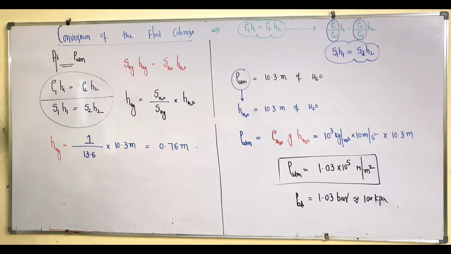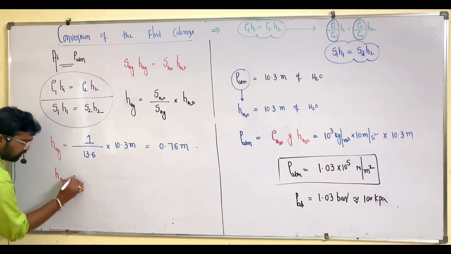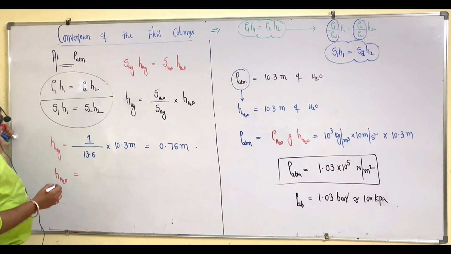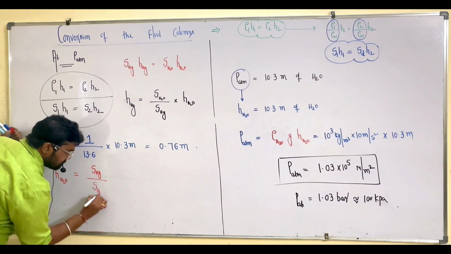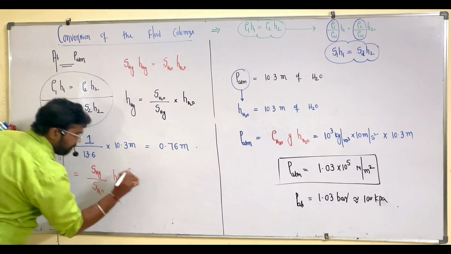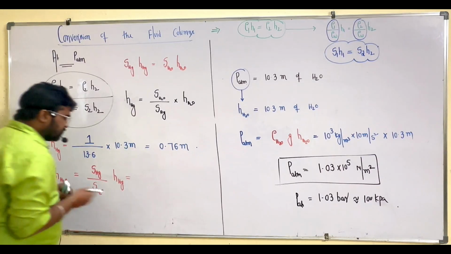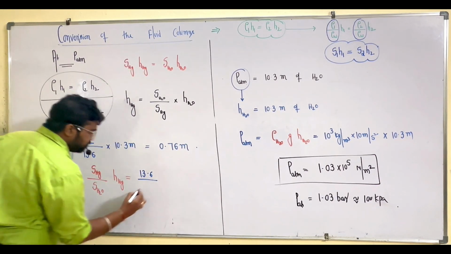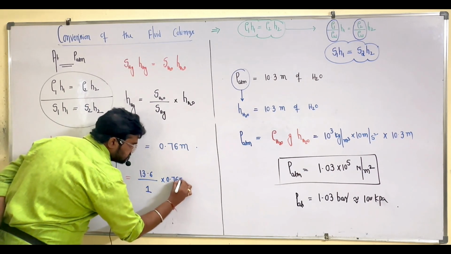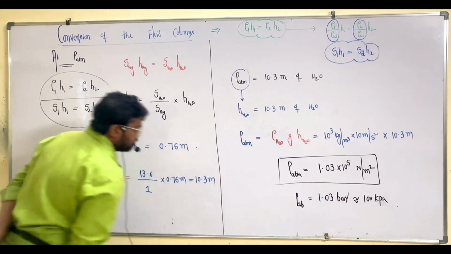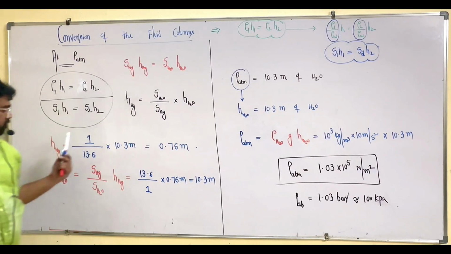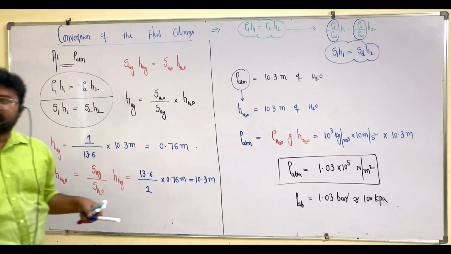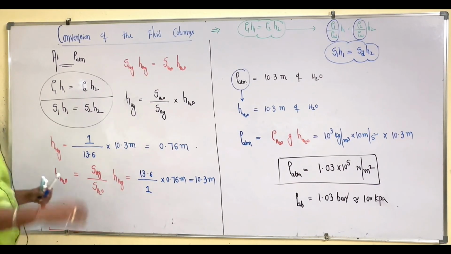Understood? If instead you want H water, then H water equals S mercury by S water times H mercury. So what do you get? 13.6 by 1 times 0.76 meter, which equals 10.3 meter. Converting one fluid column into another fluid column: if the water column is given, you can calculate the mercury column. If the mercury column is given, you can calculate the water column. If you know the densities, both represent the same pressure.